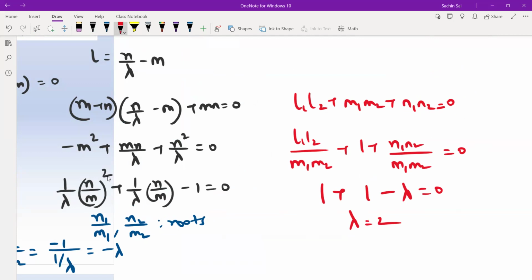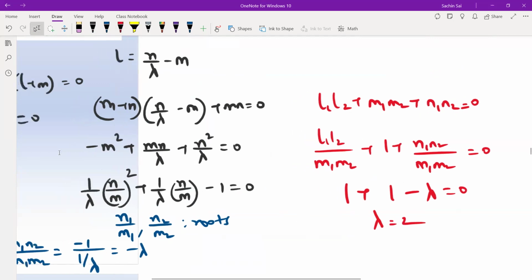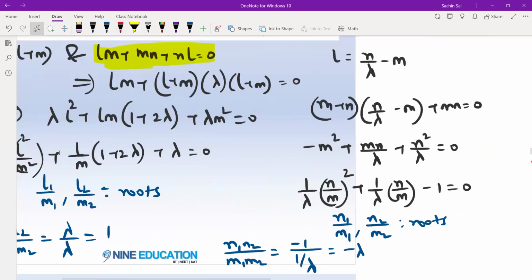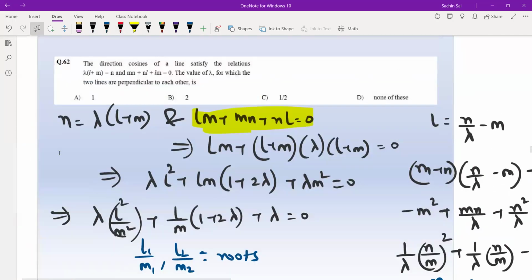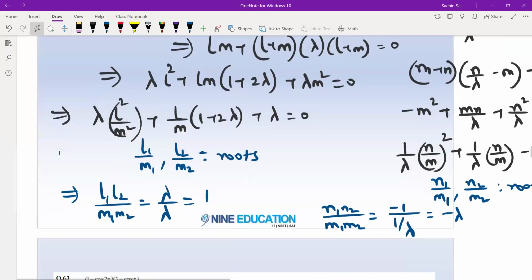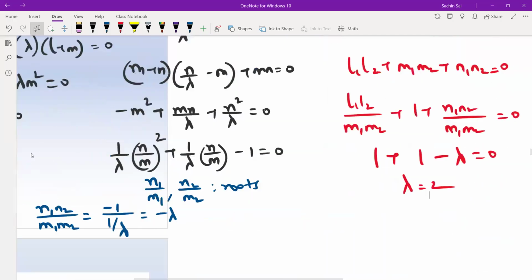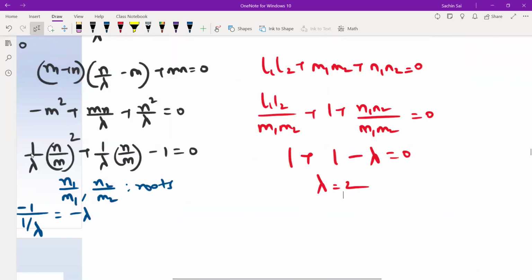So this particular question is slightly lengthy, but I hope you get the gist of it. We are not looking for the angle between the two lines. We have three unknowns and two equations, which is why we've had to take such a route towards writing this condition. The main condition is l1 l2 plus m1 m2 plus n1 n2 is 0.